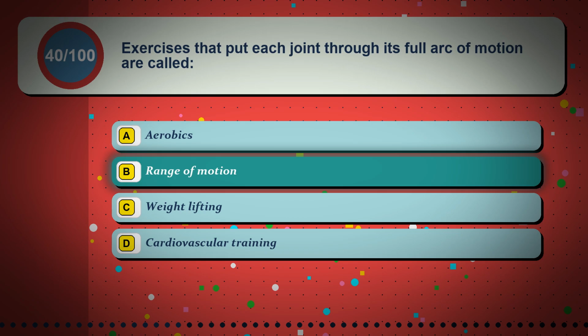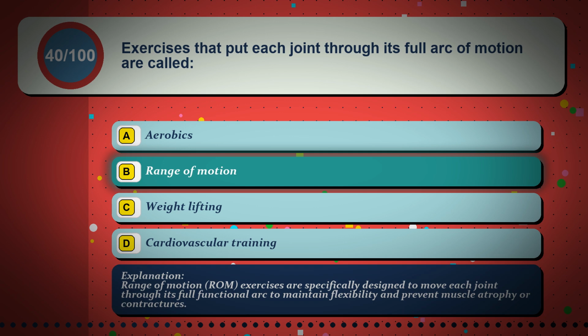The correct answer is option B, range of motion. Range of motion, ROM, exercises are specifically designed to move each joint through its full functional arc to maintain flexibility and prevent muscle atrophy or contractures.